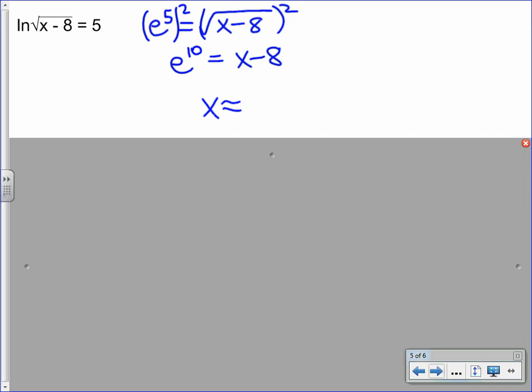All right. Using your calculator, please find the x. What are you going to type in? e to the 10th plus 8. It's going to be a very large number. You're taking e to the 10th power.